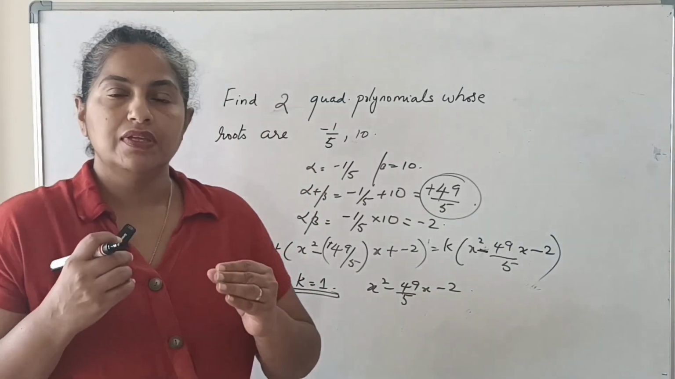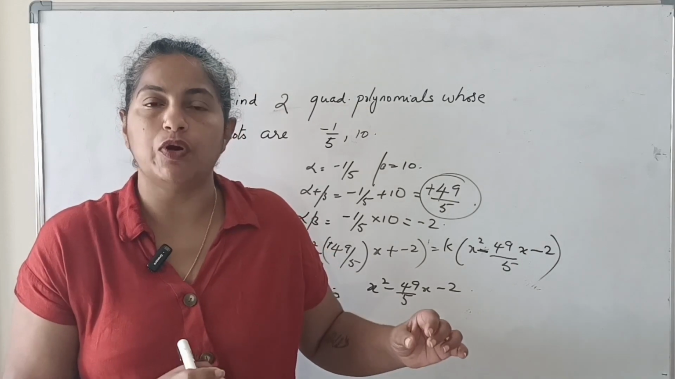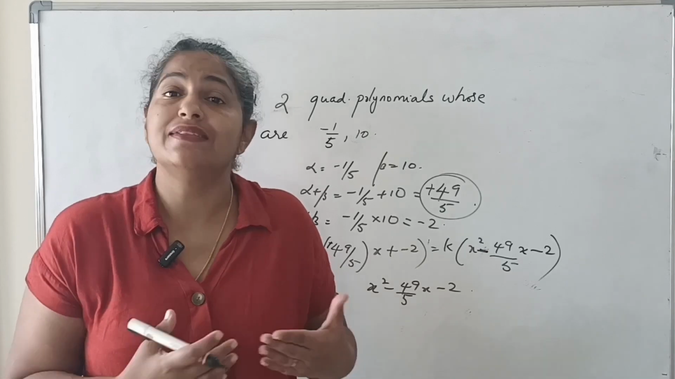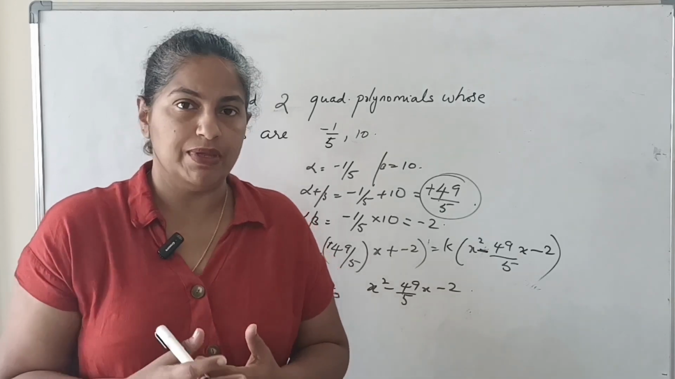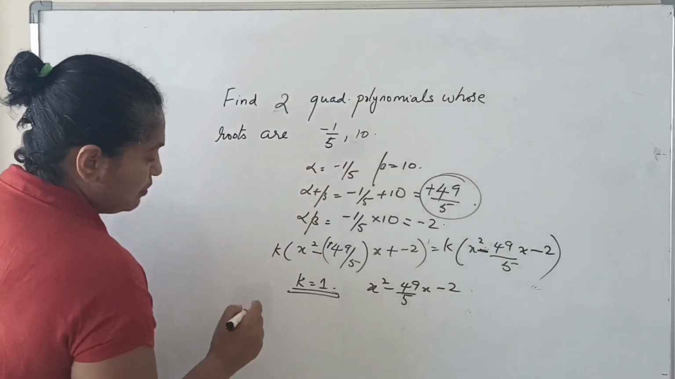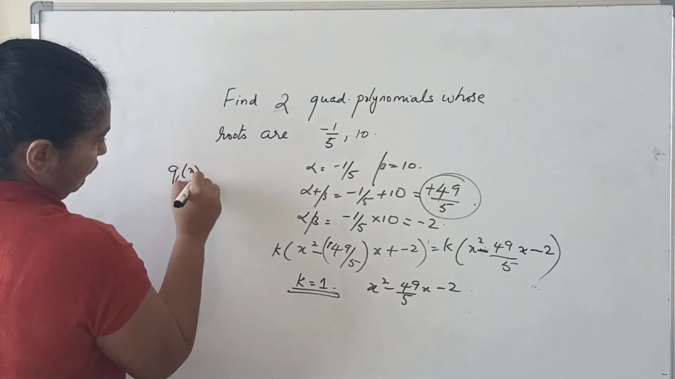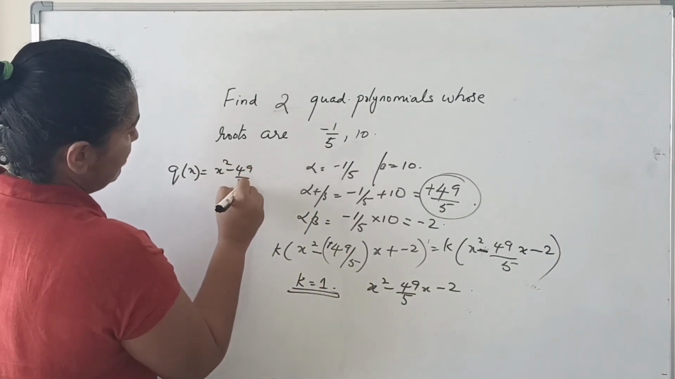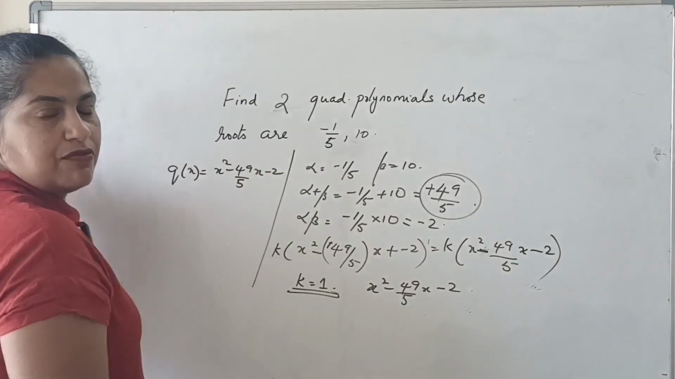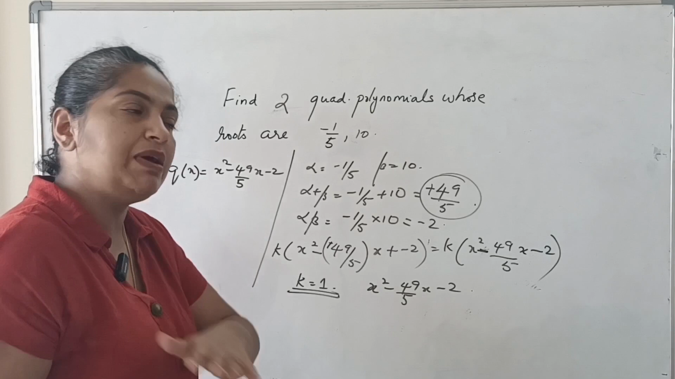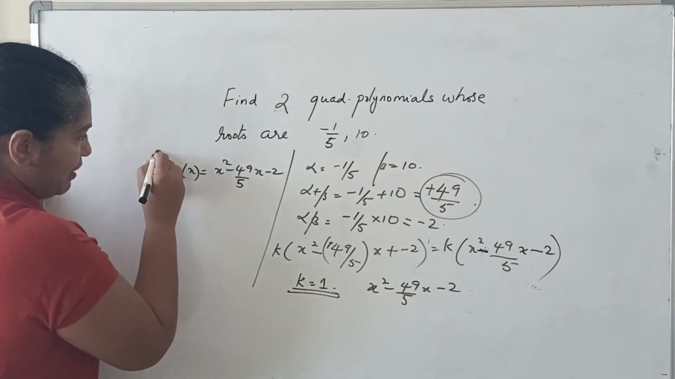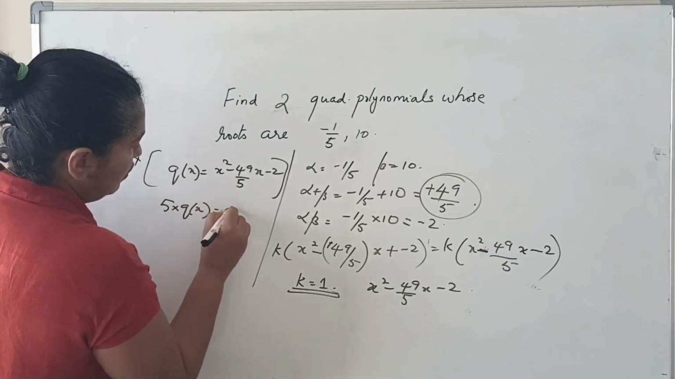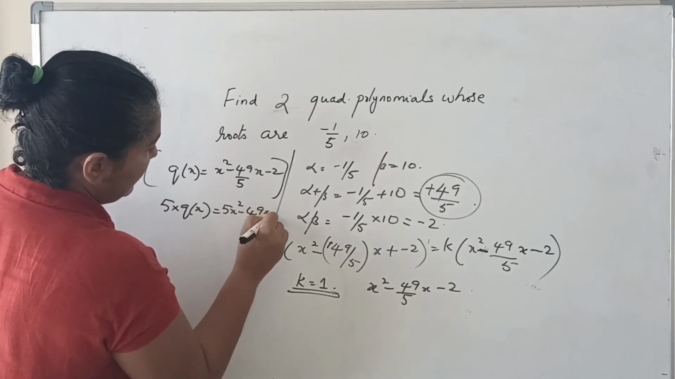Now, in order to put the polynomial more neatly, what we normally do is eliminate the denominator. Suppose this polynomial is represented as q of x, or p of x or f of x, equal to x square minus 49 by 5 x minus 2. I need to eliminate the denominator. For that, I need to take the LCM and multiply across. If I am multiplying by 5 across, you will get 5 into q of x is equal to 5x square minus 49x minus 10.